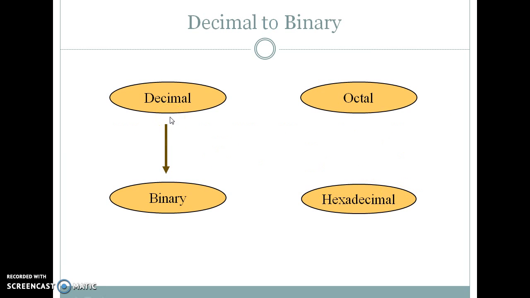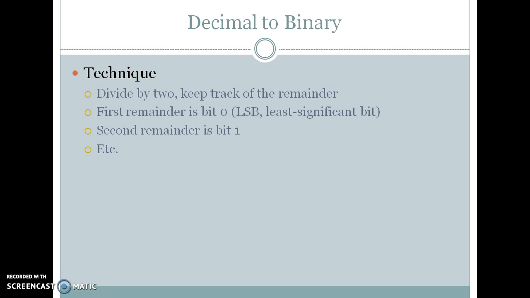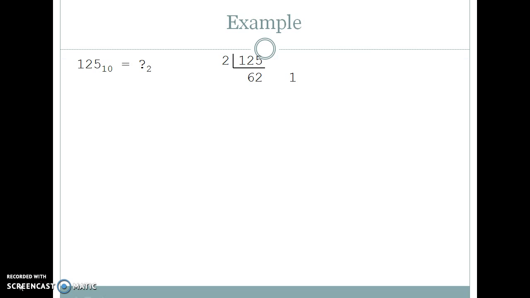Now the next type of conversion is the opposite conversion, that is from decimal to the binary number system. For this type of conversion, the method is divide by 2. Here we have taken 2 because the base of the binary number system is 2. The method for this is divide by 2, keep track of the remainder. The first remainder is bit 0, that we call the least significant bit. The second remainder is bit 1 and so on.